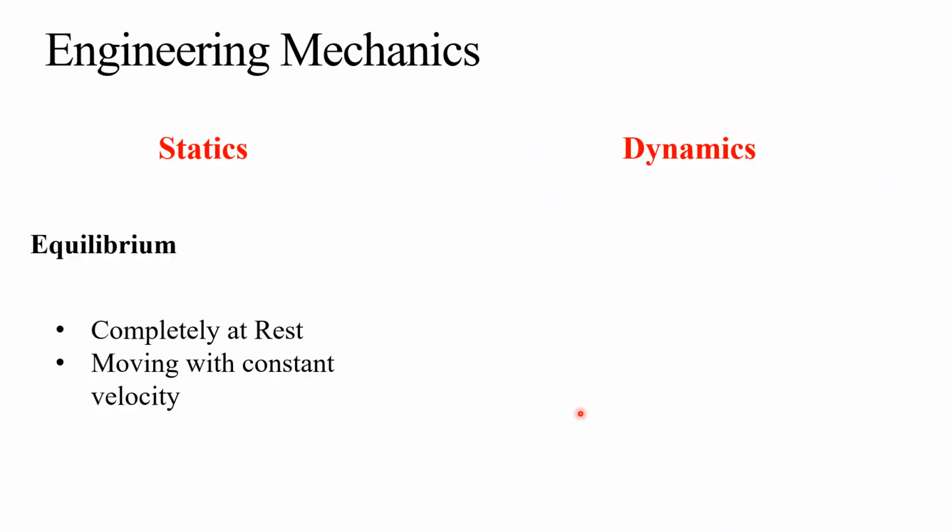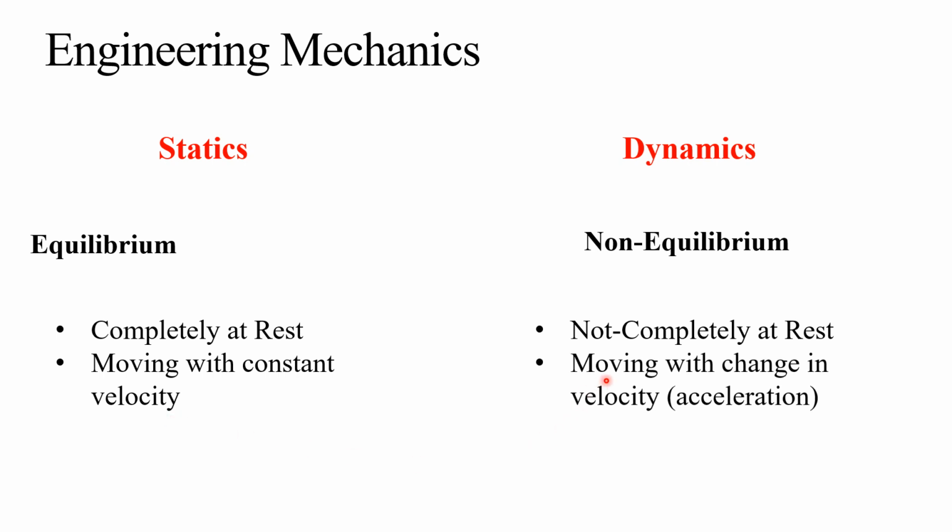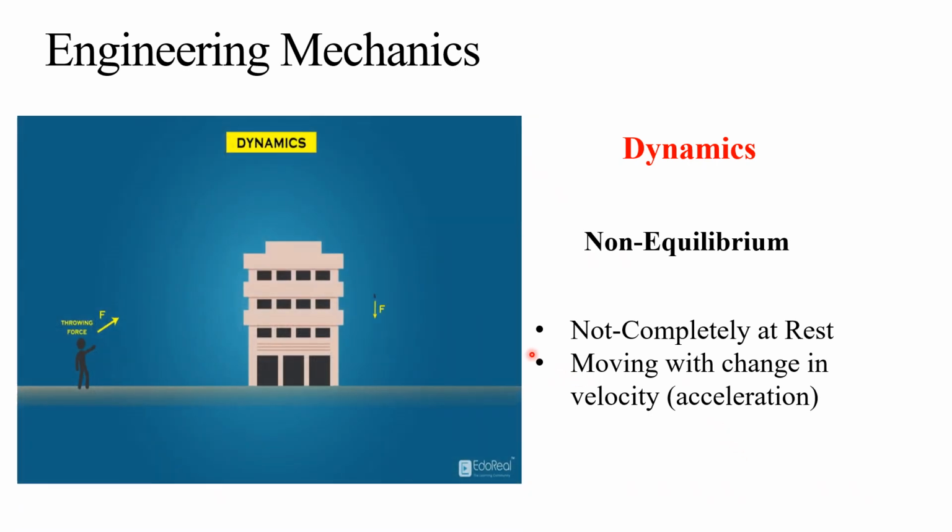Now the second part, which is dynamics, is completely opposite of what we said about statics. Statics is completely equilibrium, but in dynamics we deal with bodies that are not in equilibrium. They are not completely at rest, and they are also not at a constant velocity. So if the body is at rest, it will not stay completely at rest. It will be either moving from rest to motion or from motion to rest. And if it is moving, then it will not be moving with a constant velocity; the velocity will be changing, so it will be producing an acceleration. That is what we are going to study in dynamics.